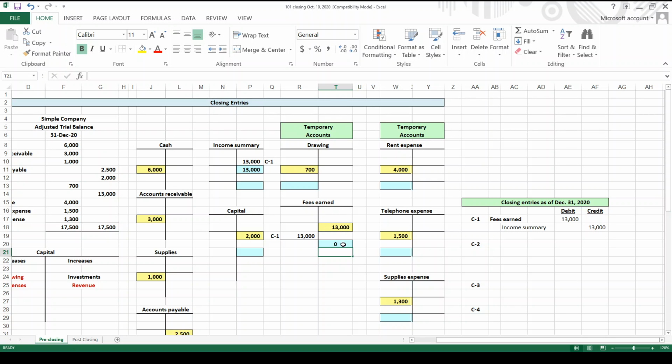Okay. Now, next thing we want to do is close out all of the expense accounts. All the expense accounts, that's the yellow rectangles, have debit balances. So if you want to eliminate those balances, you're going to need to credit those accounts. So what are our accounts? We have rent expense. We have telephone expense.